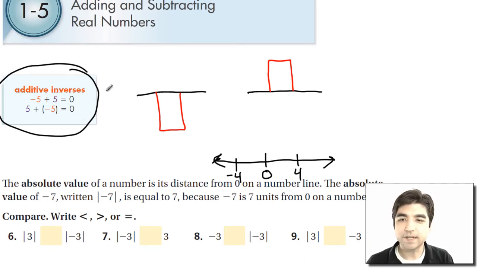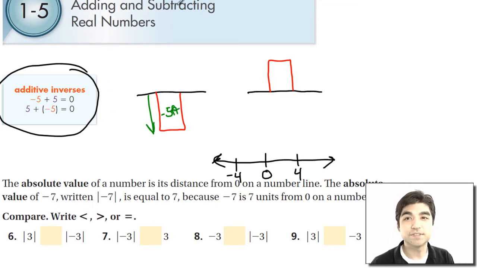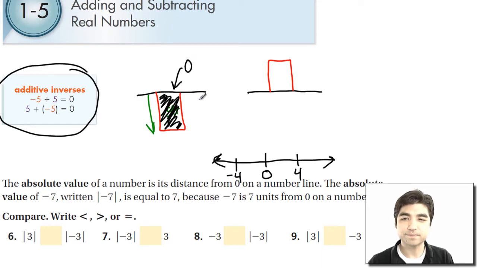So -5 plus 5, that's kind of like saying you dug a hole -5 feet down. So this is -5 feet. Then you add 5 feet of dirt back in, so you fill this hole back up. So where are you at after that? You're back at 0.